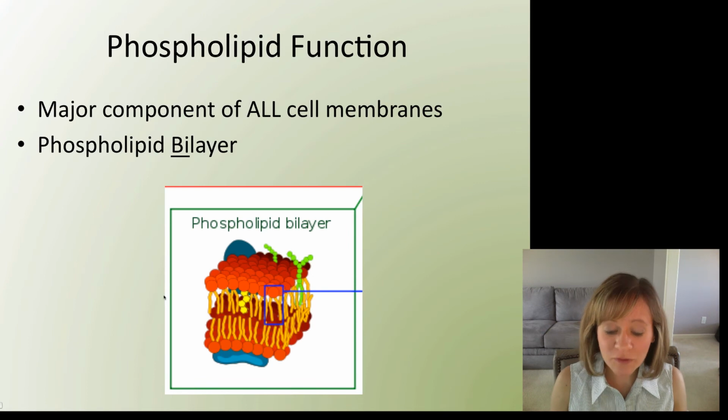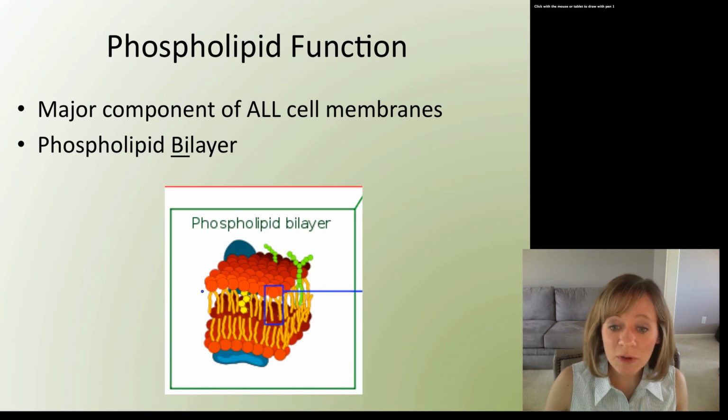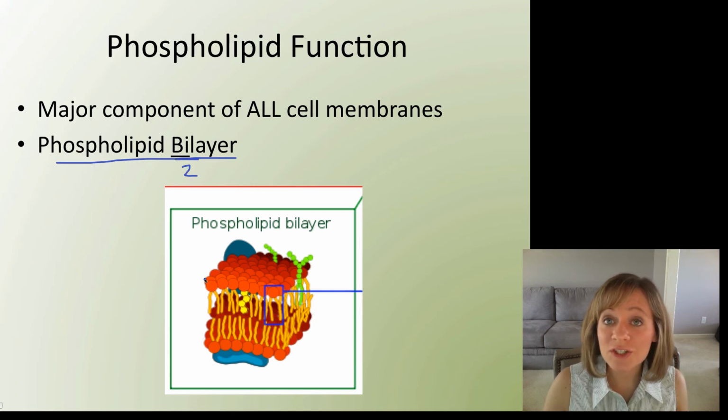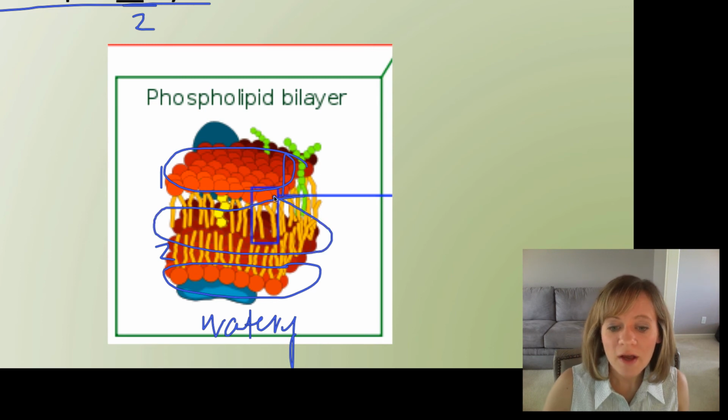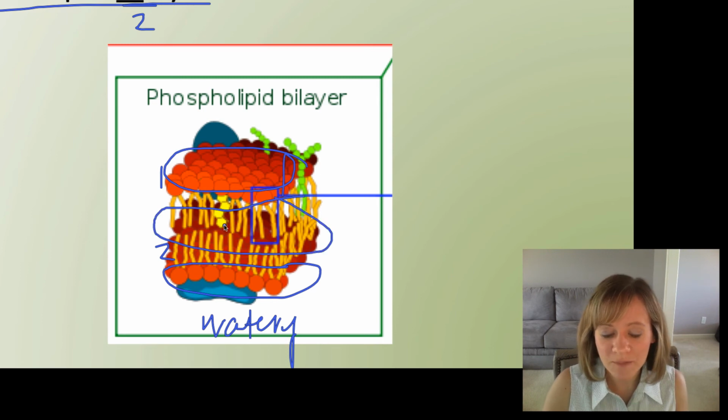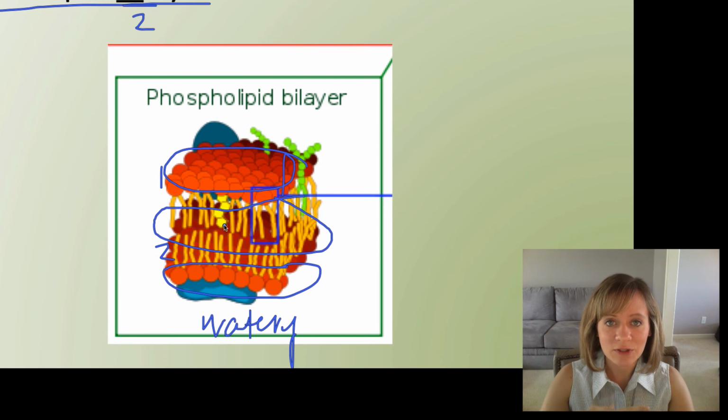As for phospholipid function, it is the major component of all cell membranes. We call the cell membrane a phospholipid bilayer. Bi means 2 because it has 2 layers, and they sit on top of each other. Here are the polar phosphate heads on the outside, which would be your watery environment. And then inside is your non-polar fatty acid region, which makes up the inside of your cell membrane.